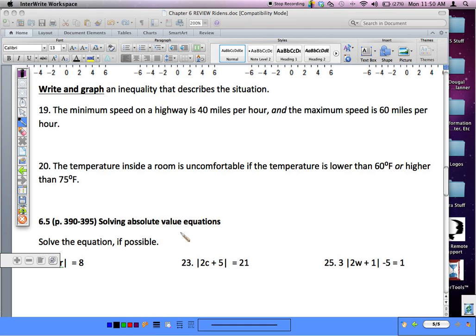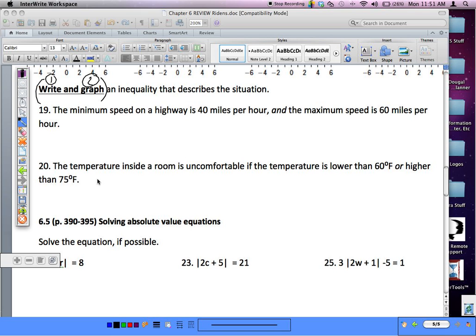What we need to do here is set up the situation that's being described. So we're going to write this, and we're going to graph it. That's 2 steps. 1, 2. The temperature inside the room is uncomfortable if the temperature is lower than 60 degrees or higher than 75 degrees. So, if we're describing the temperature in the room, it has a bunch of different options, right? But we don't want it to be lower than 60, and we don't want it to go above 75.